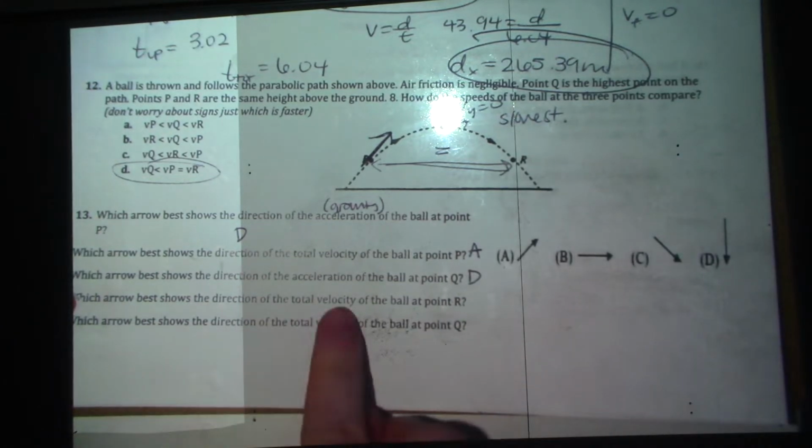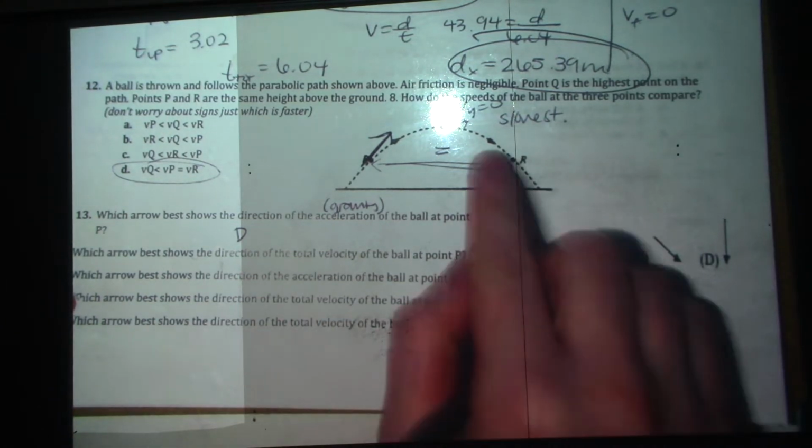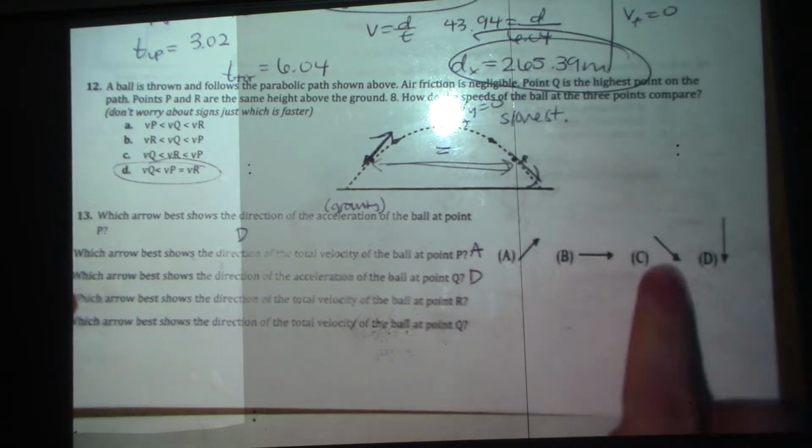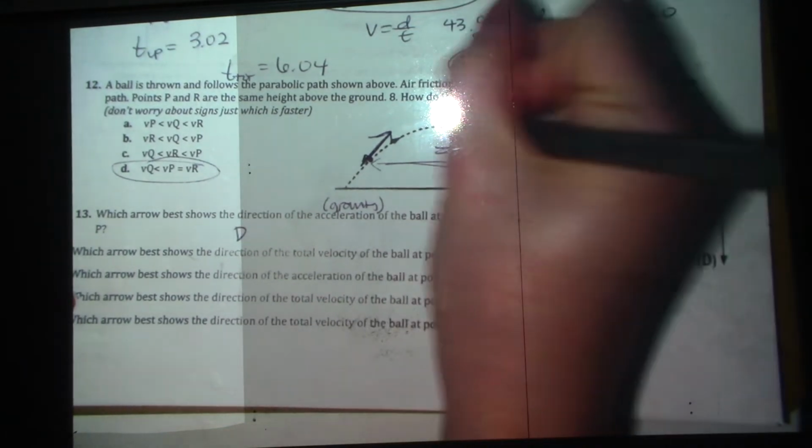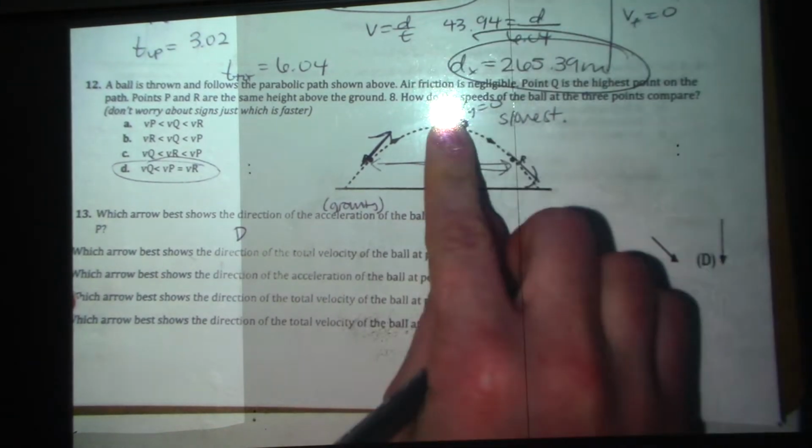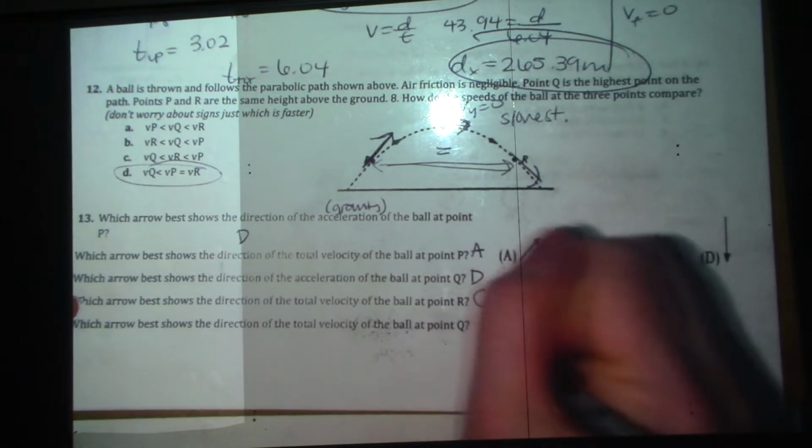The direction of the total velocity at point R, so at point R it's going down and over, so that would be C. Total velocity at point Q, so point Q only has x, no y velocity, so that would be B.